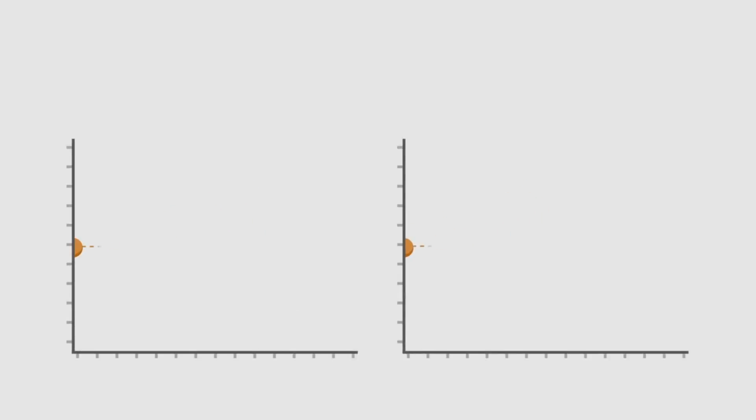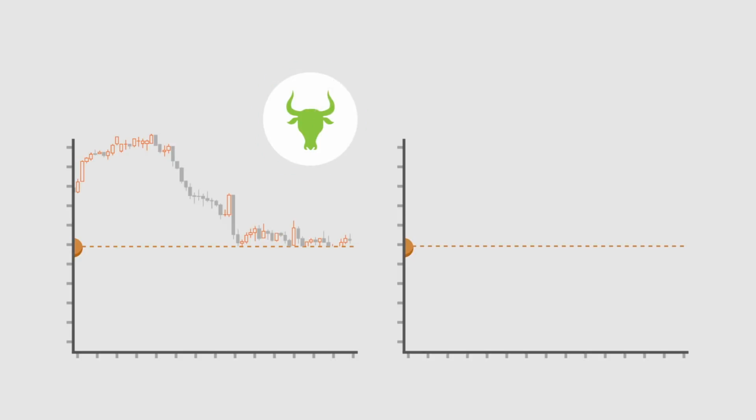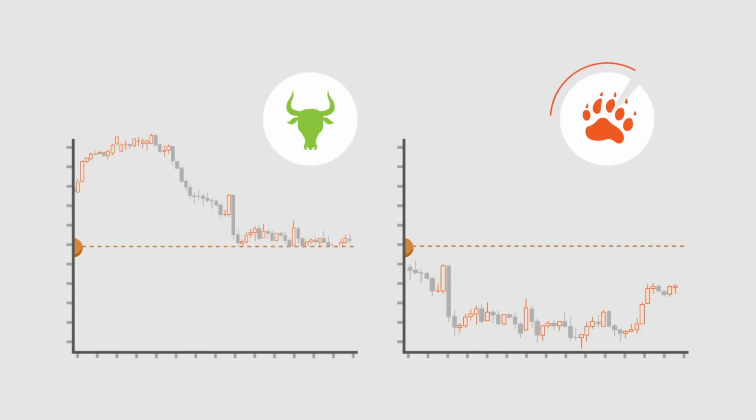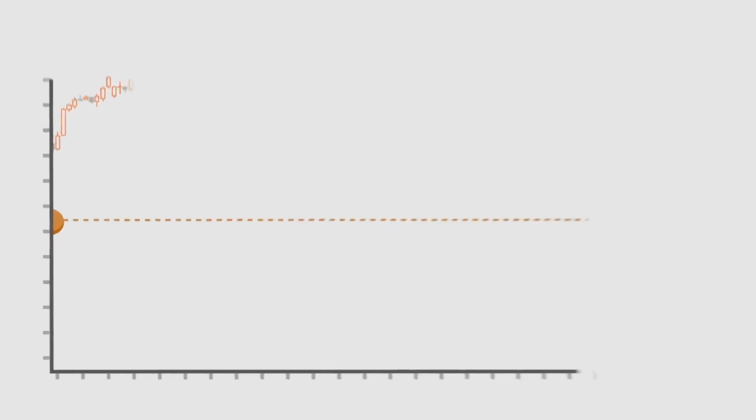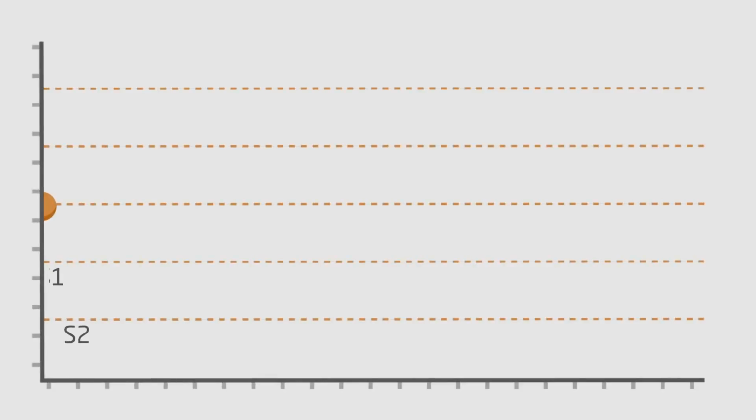Pivot points have two functions. They can be used to determine the current market bias on any given time frame. If price action is above the pivot line, it indicates a bullish bias. If it is below, it indicates a bearish bias. Pivot points are also important support and resistance levels.